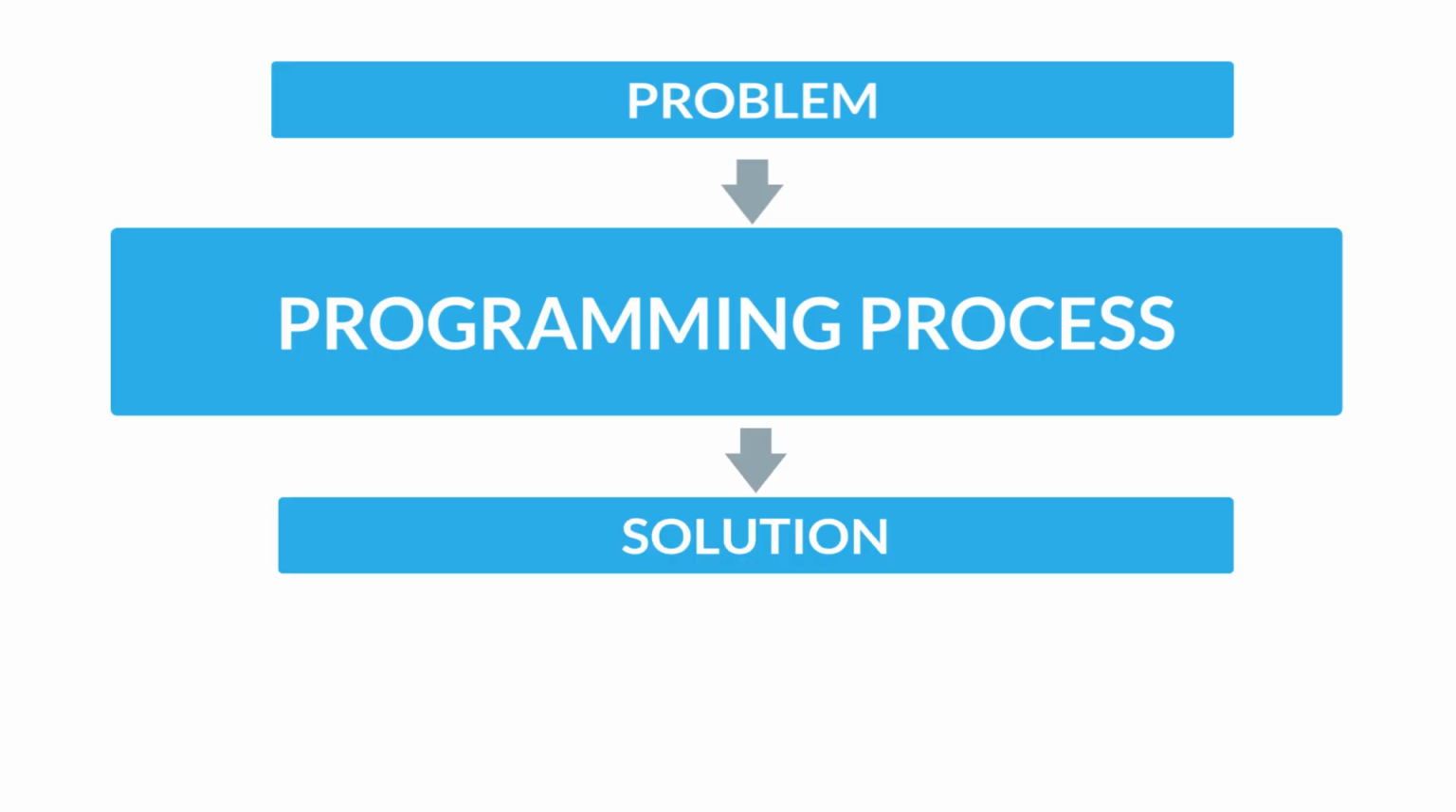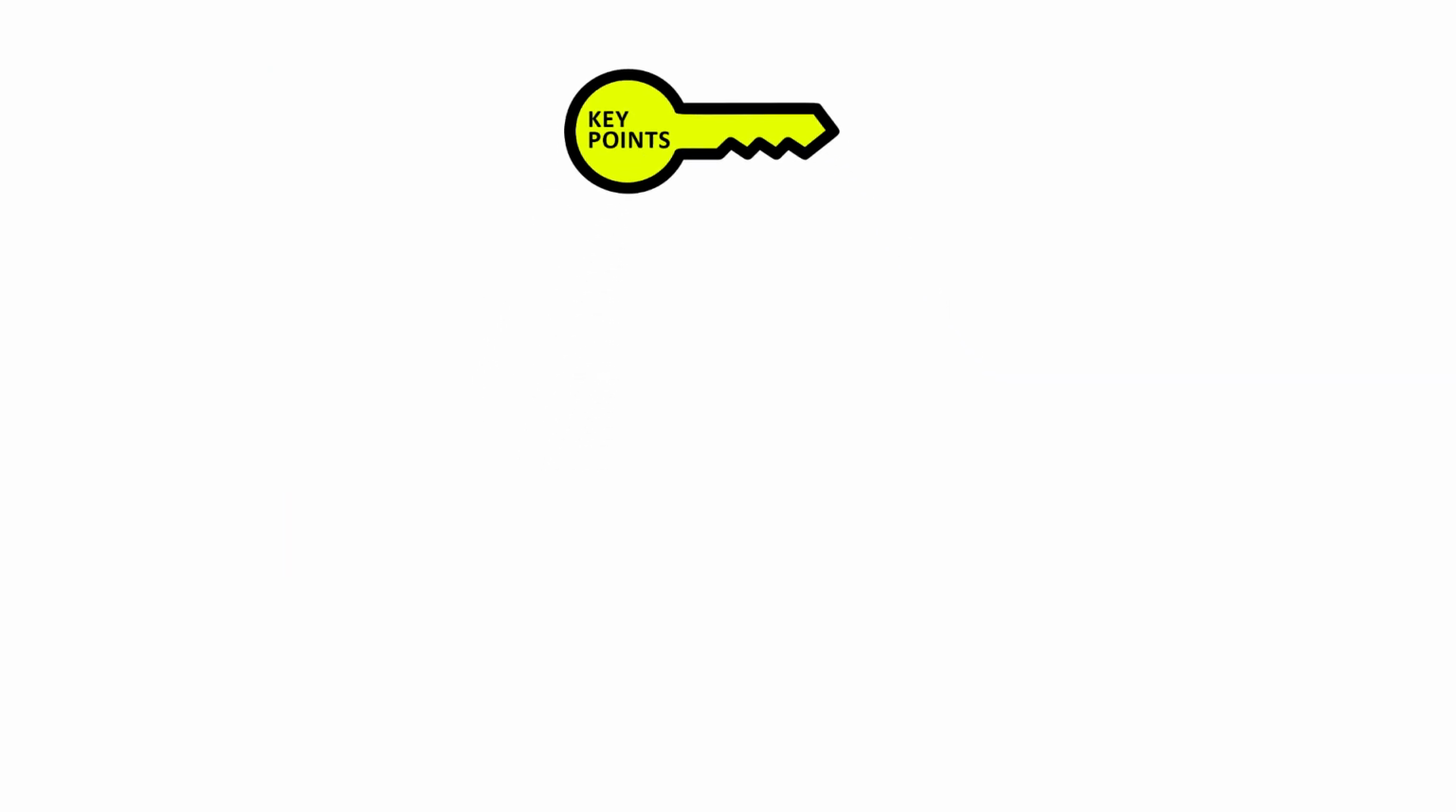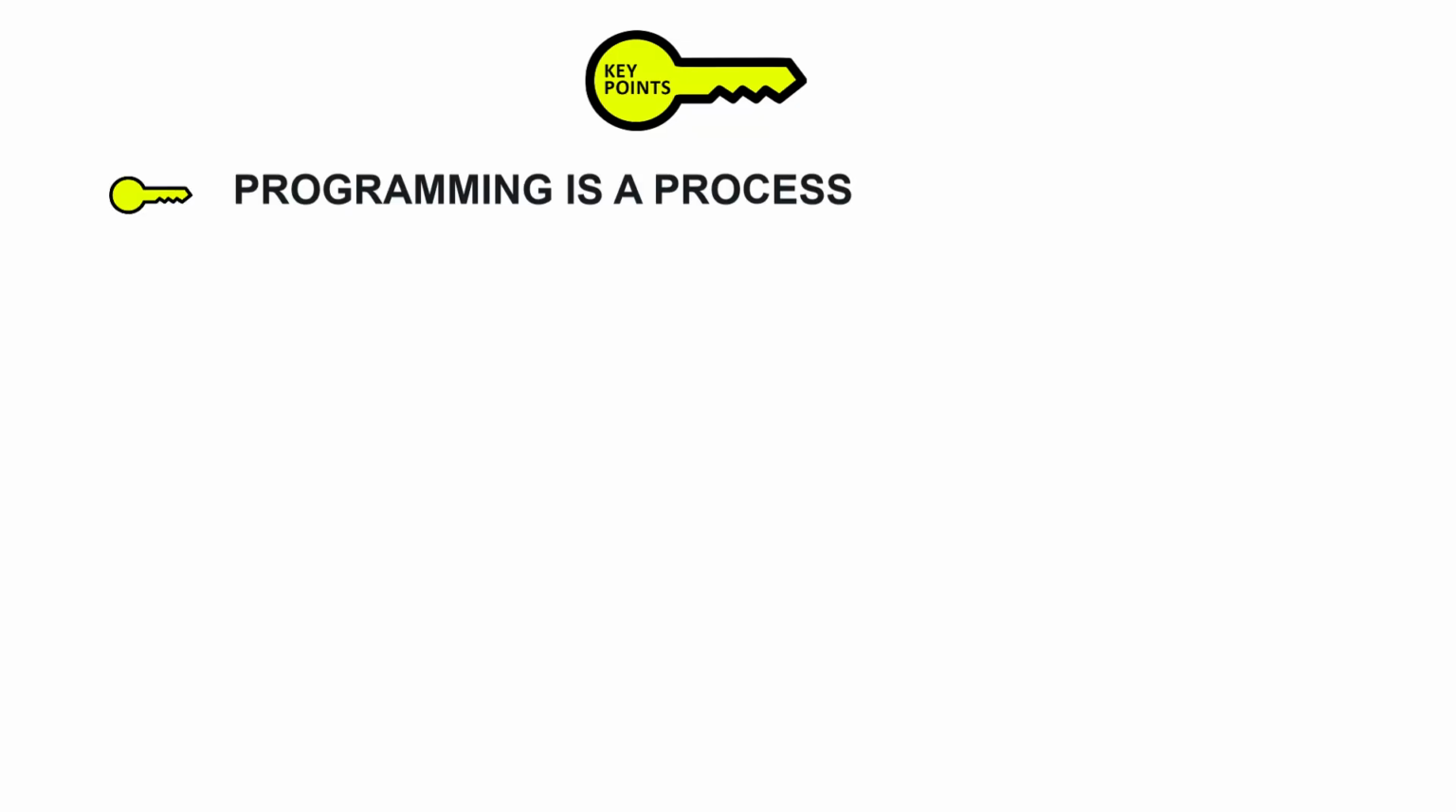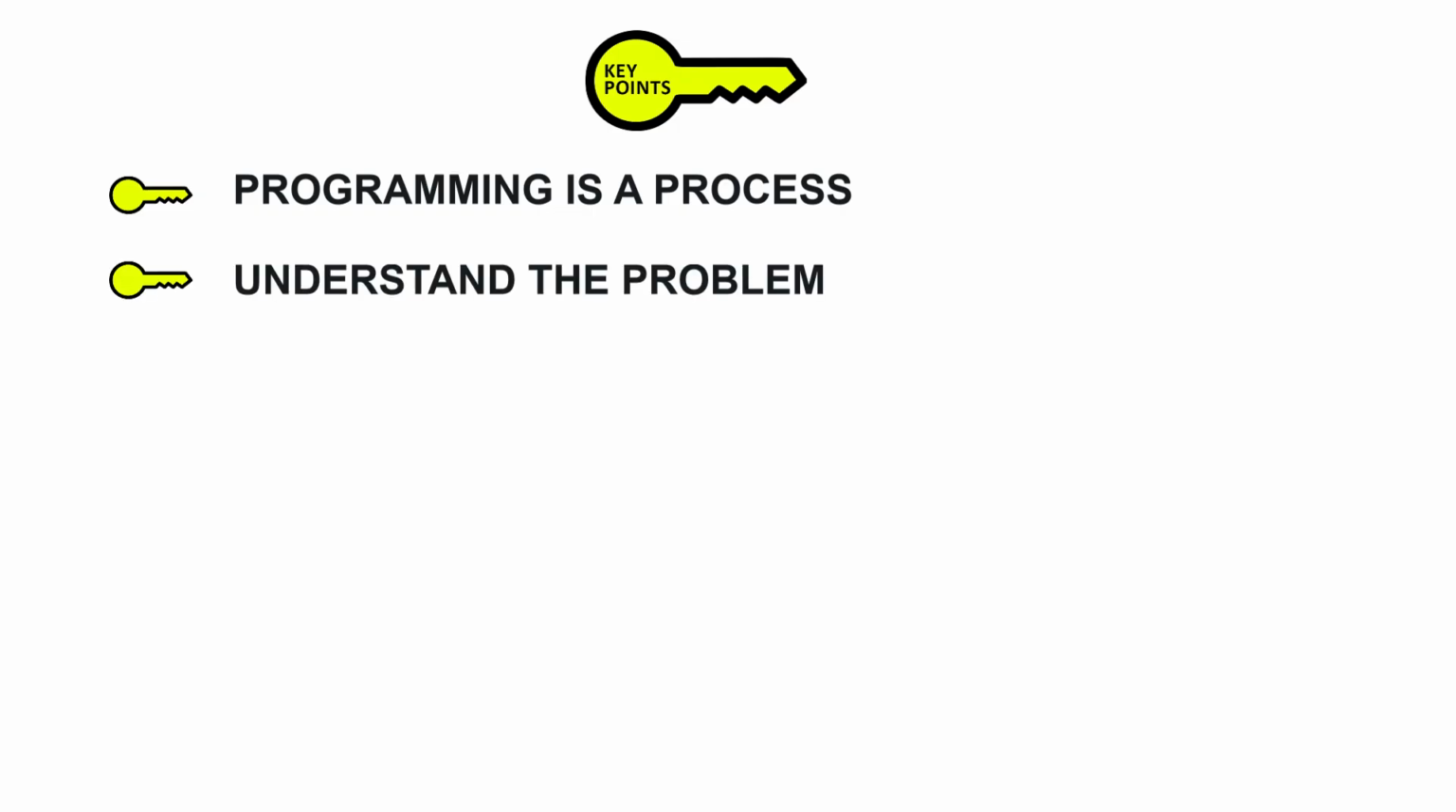Now let's review our key points. First, remember that programming is a process. It is not simply going directly to writing code. The first step of the process is to understand the problem that needs to be solved. Clarify any ambiguous, missing, or contradictory information before moving on. Misunderstanding the problem will not lead to a correct programming solution.